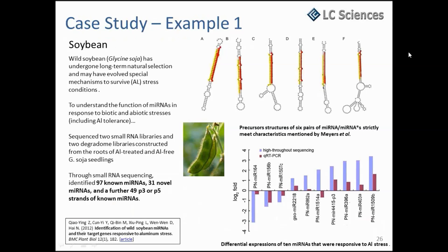So now we go through the degradation sequencing method, and we are going to provide a few case studies here. This paper was published in 2012 in the journal BMC Plant Biology. In this one, we helped the customer identify the microRNAs first. We identified 97 known microRNAs and also 31 novel microRNAs.